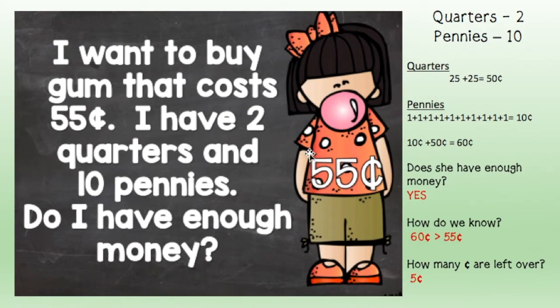Let's think about this in terms of math. If we have 2 quarters and we have 10 pennies, how much is that really? As you can see, Miss Abbott laid out our problem here. 2 quarters is 25 cents plus 25 cents, giving us 50 cents. If I were to add up 10 pennies, I know each penny is worth 1 cent, giving me 10 cents total. Then I would do 10 cents plus 50 cents is equal to 60 cents.